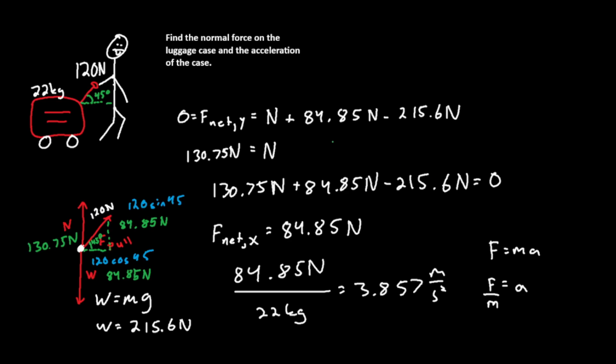So your normal force is equal to 130.75, and your acceleration is equal to 3.857. Final touch, you need to add the direction of your acceleration with just an arrow. So just draw acceleration with the vector symbol on top, put an equal sign, colon, doesn't matter, and just draw an arrow in the direction of your acceleration, or your total acceleration.